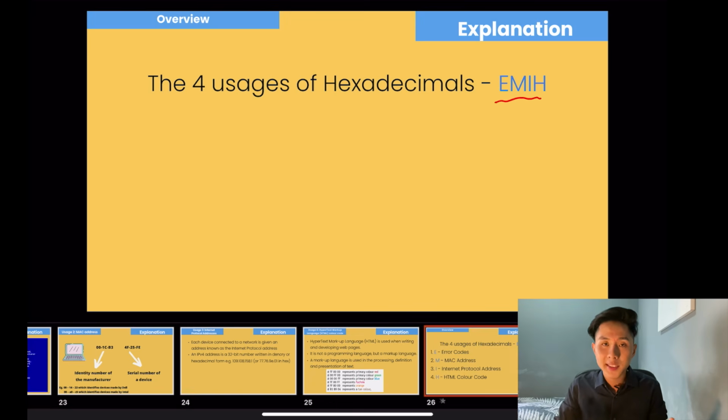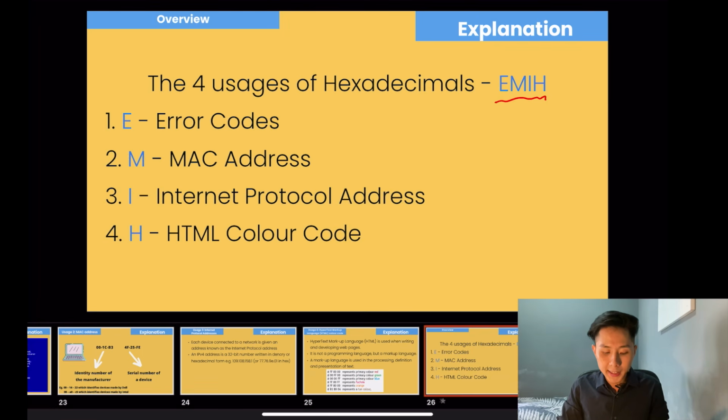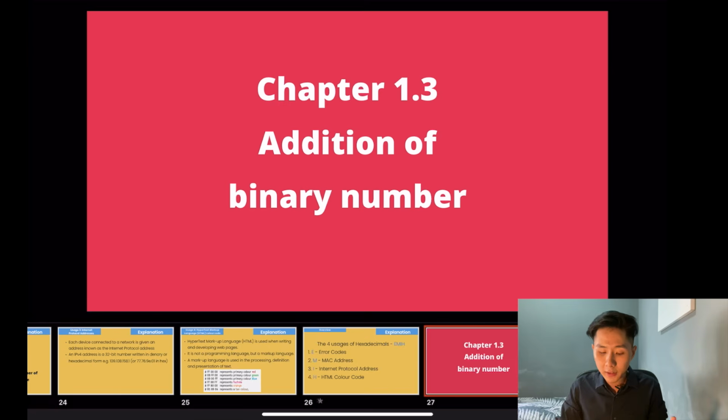All right. So to summarize, because this is a very commonly asked exam question in IGCSE, I use a mnemonic to help me memorize the 4 usages of the hexadecimal system, called the IMEH. So E stands for error codes, M stands for MAC address, I stands for IP address, and last but not least, HTML color code.